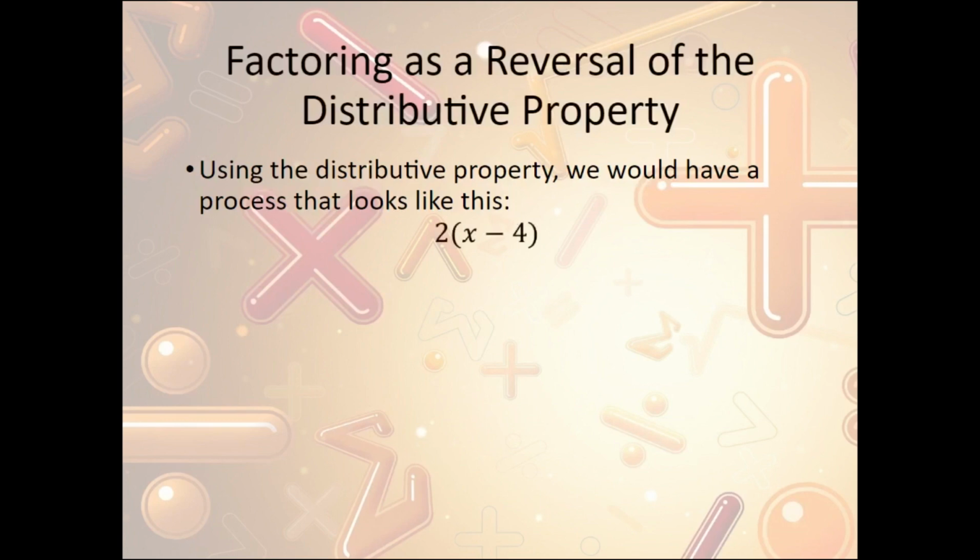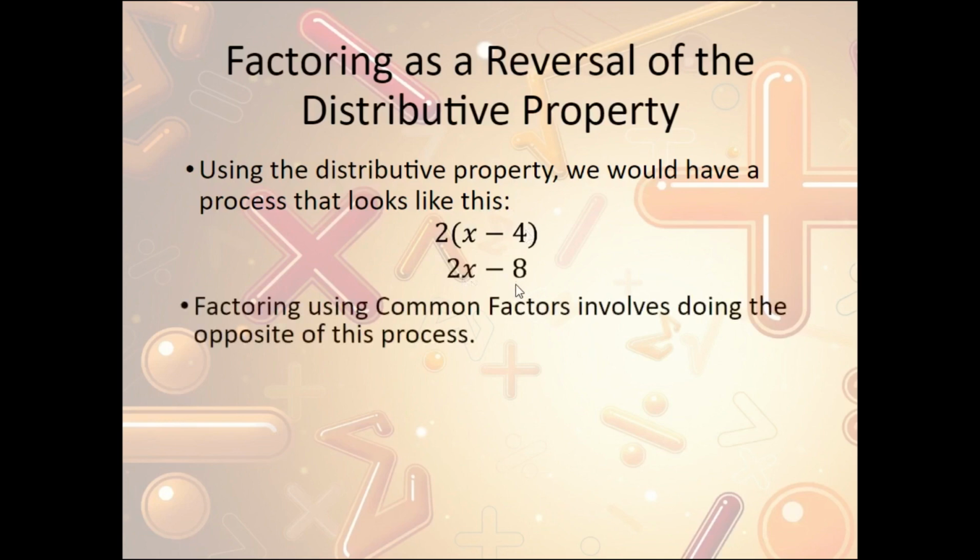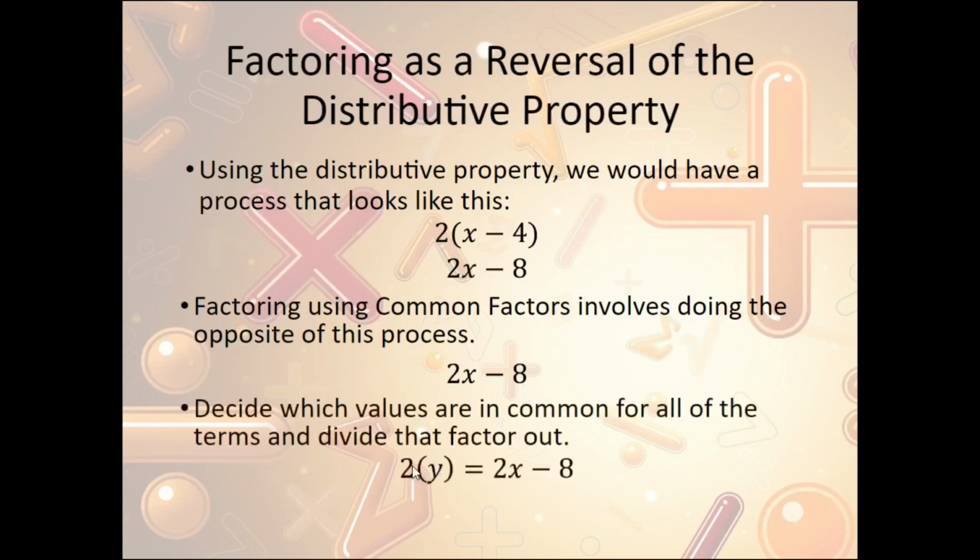For instance, with the distributive property, we had something that looked like this earlier. So we had 2 times x minus 4. Well, we multiply 2 times x and 2 times negative 4, and we get 2x minus 8. Now, if we were to factor this, we're looking for something that's in common between the two of them. Well, we know that 2x is divisible by 2 and negative 8 is divisible by 2. So I can pull that out, and I end up with 2 times x minus 4.